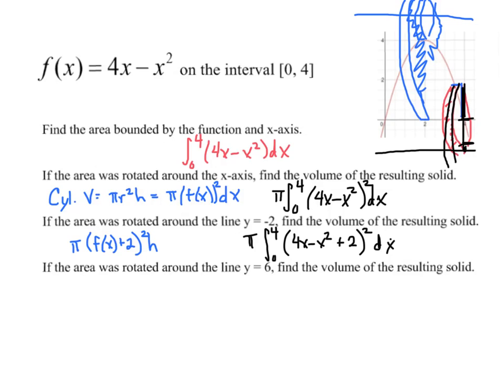So the important thing to notice here is that there are two radii. One of them is simply 6 minus the function. That's one radius. The other radius is simply 6. It's just all the way down right here to the axis. Okay, we have two radii.